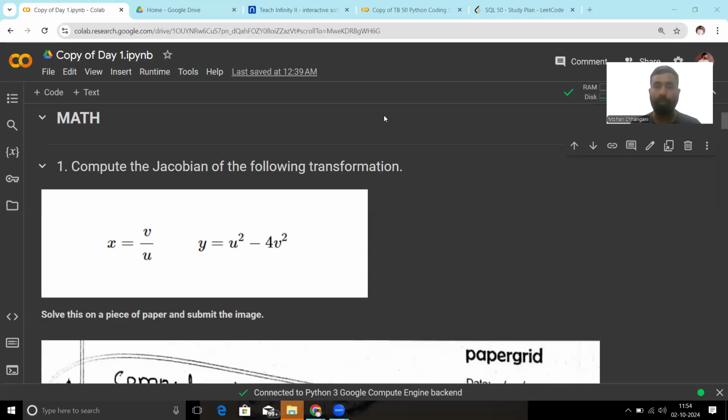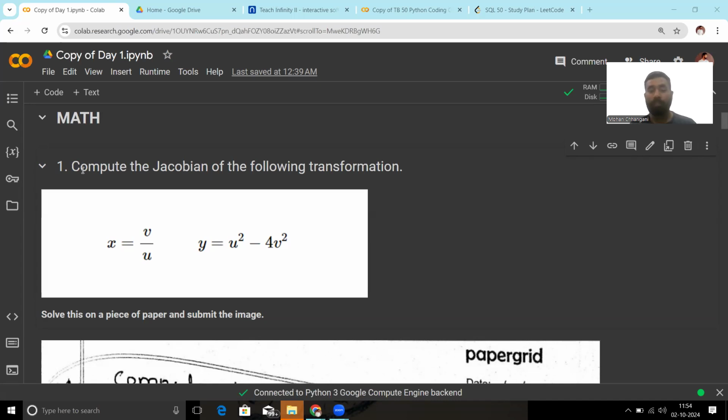Let's start. First I share my screen, then we start. Okay. I hope my screen is visible to all. So let me start. Basically, we start with some mathematical questions, then we jump on to the theoretical questions. Our first mathematical question is: compute the Jacobian of the following transformation.